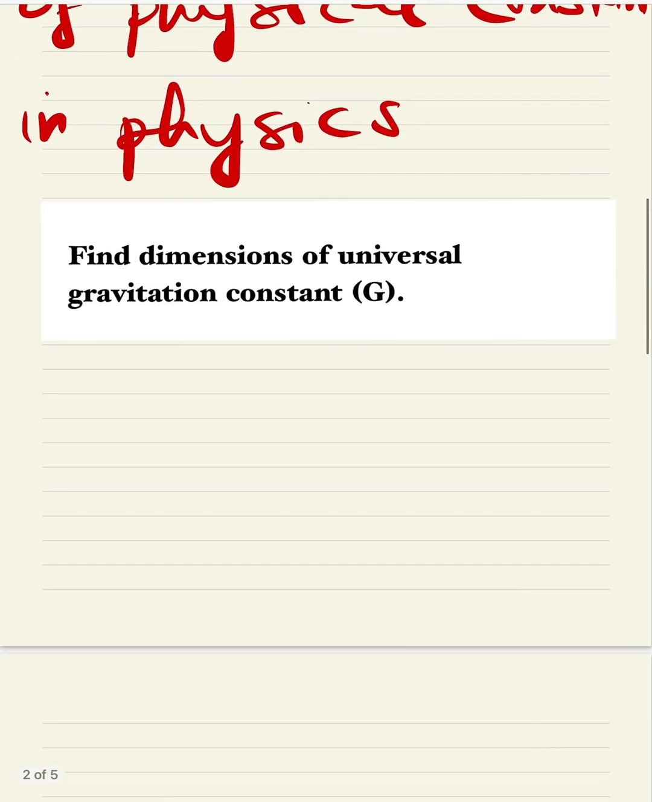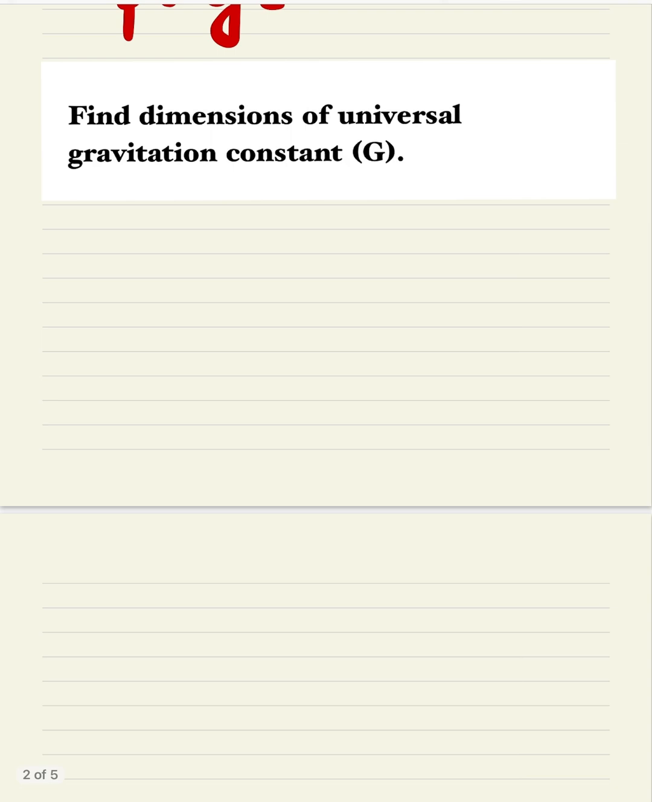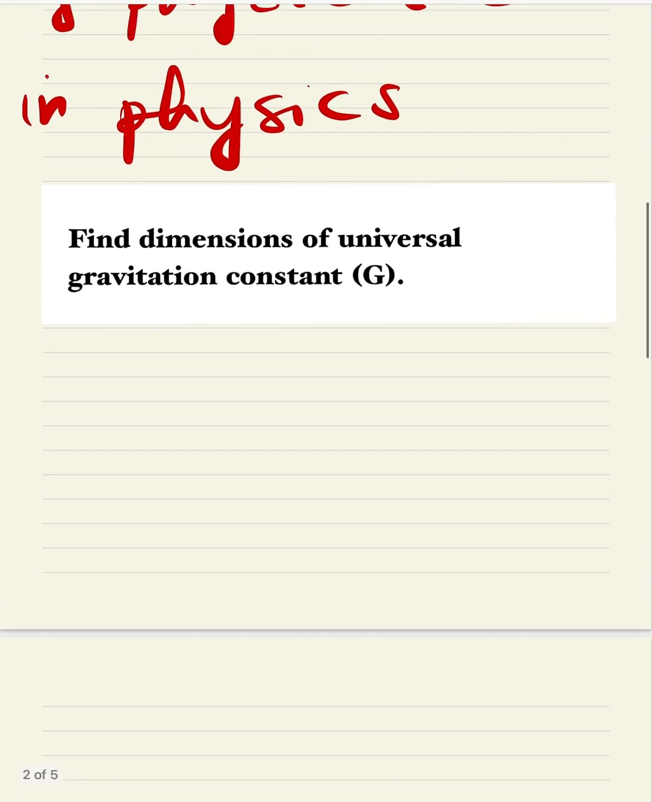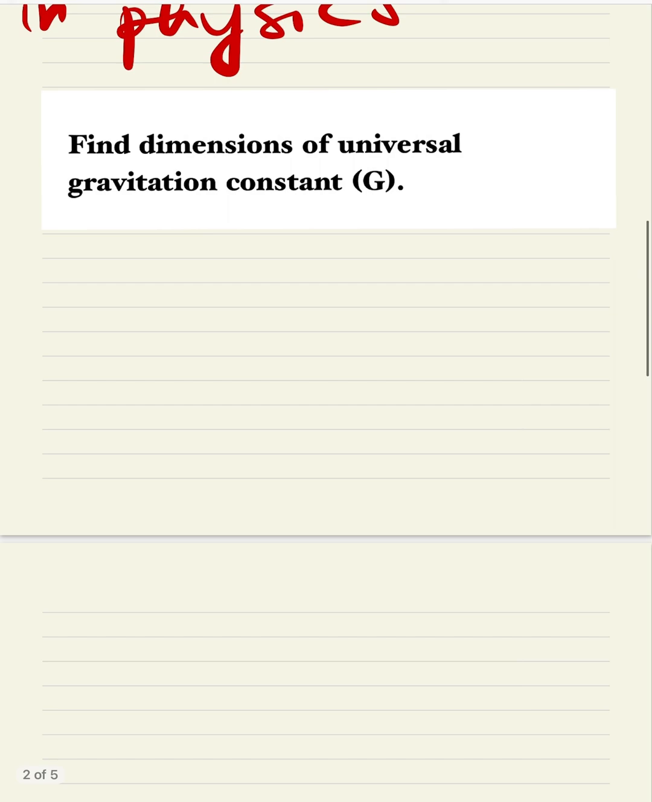Right, so here we are asked to find the dimensions of the universal gravitational constant, which we all know as capital G, right? Before you can start, you need to know what the formula is. Like I said in my last video, if you have not watched it, go back and watch it so that you can know what we are doing here. So you need to know the formula. Once you know the formula, then you can proceed.